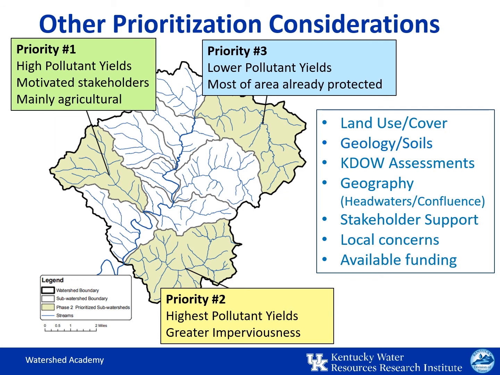In this example on the slide, priority is given to the subwatershed that displays high pollutant yields, but also includes motivated stakeholders and a majority agricultural land use, which could reduce the types of BMPs that are needing to be implemented. The Priority 2 subwatershed has highest pollutant yields, but also greater imperviousness and may be more difficult to address. Priority 3 has lower yields and is already largely protected as a nature preserve.